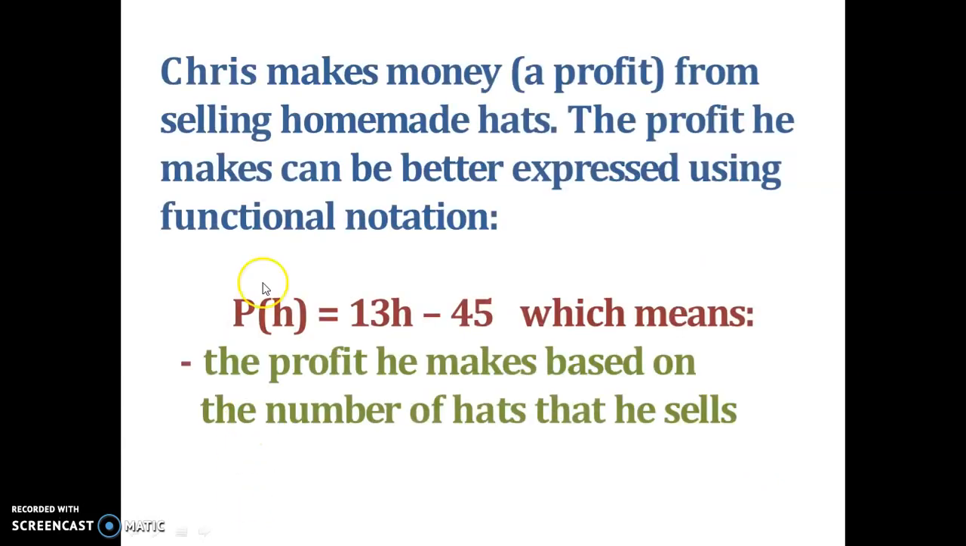Okay, as an example, we have Chris, who makes money, a profit, from selling homemade hats. The profit he makes can be better expressed using function notation. So here's the function notation for his profit. Profit is the dependent variable, and it depends on the independent variable, which is hats sold. So profit based on hats sold. And here's our function. This means the profit he makes based on the number of hats he sells.